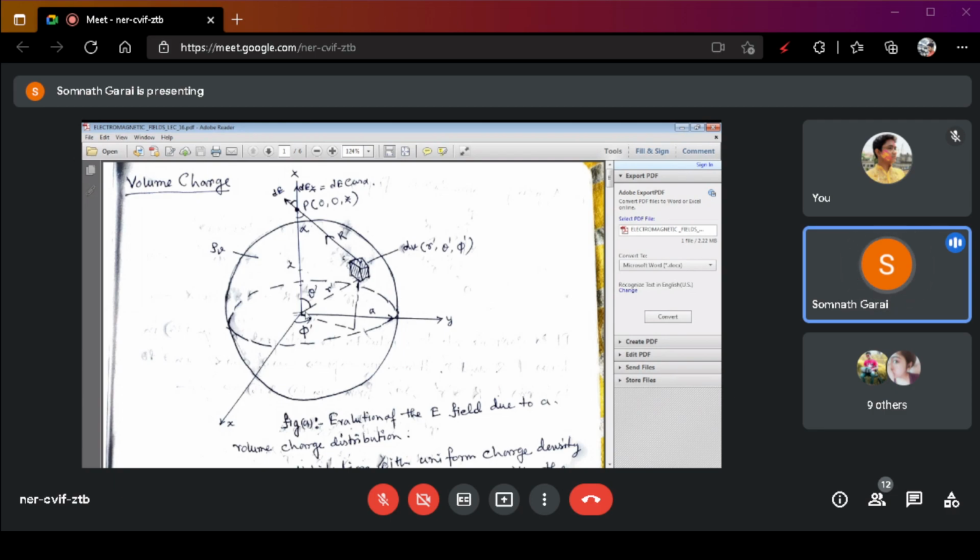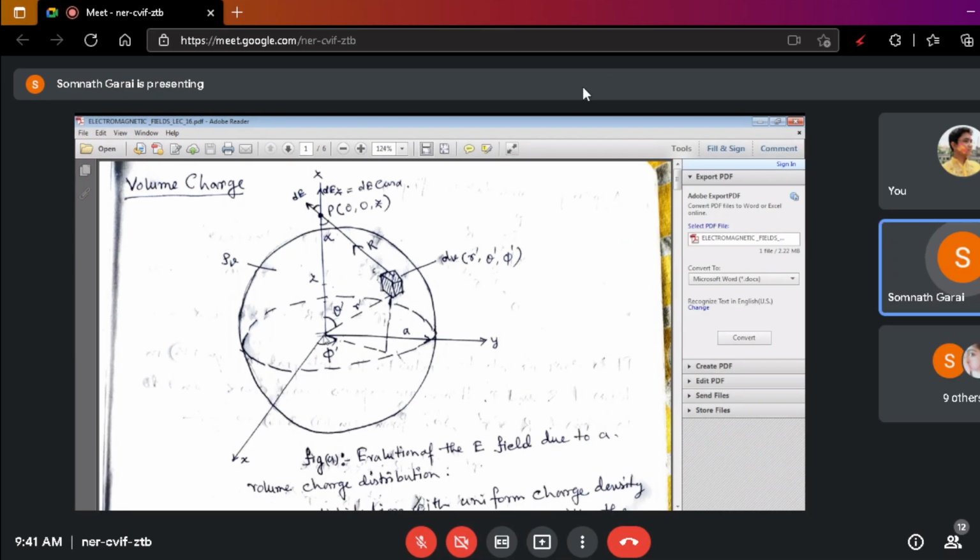The sphere is situated so that its center is at the center of the x, y and z plane, that is, at the origin.